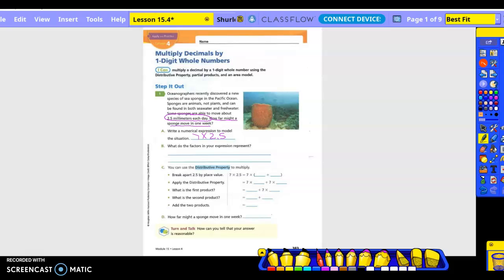What do the factors in your expression represent? Okay, so the 7 represents what? 7 equals the number of days in a week. And then the 2.5 millimeters equals how far the sponges move each day, right?